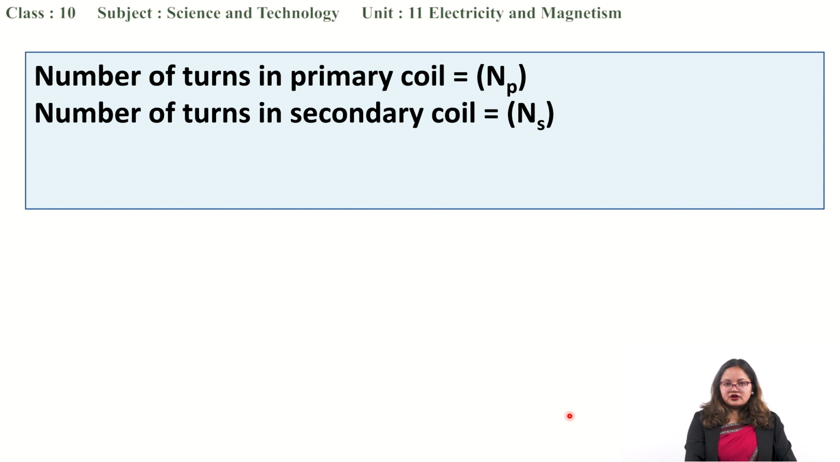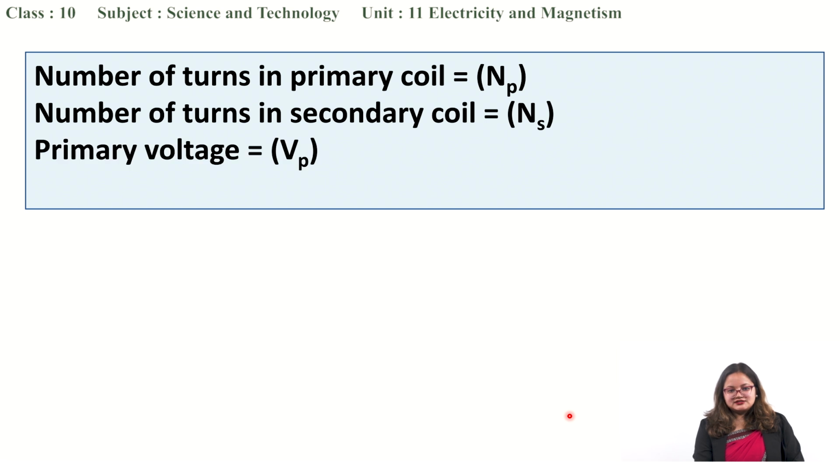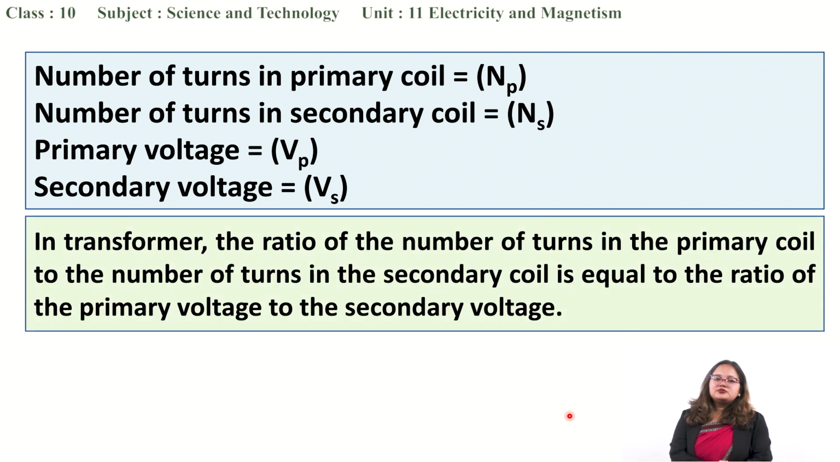And the number of turns in the secondary coil, where the output is connected, is denoted by NS. The primary voltage is the voltage which is received by the primary coil, that is VP, and the secondary voltage is denoted by VS. So now in a transformer, the ratio of the number of turns in the primary coil to the number of turns in the secondary coil is equal to the primary voltage to the secondary voltage.